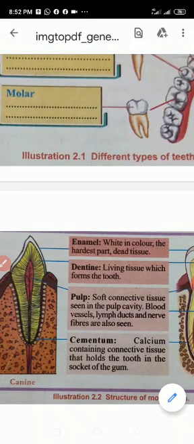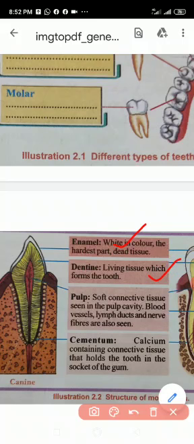So the first one, at the top of the teeth, we can see the enamel. So what about enamel? It is white in color, the hardest part of the teeth, and it is made up of dead tissue. So it is very hard, we know. We can say it is the hardest part in our body. So enamel helps to break down hard food particles. Okay, then what about dentine? It is the living tissue which forms the tooth just below the enamel. So it is a living tissue.